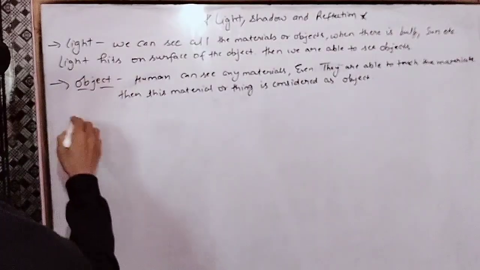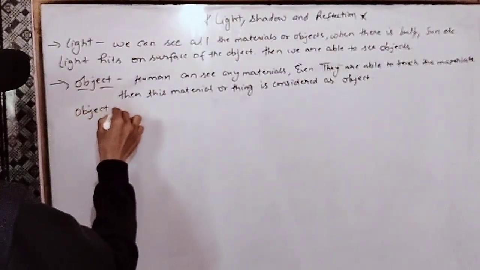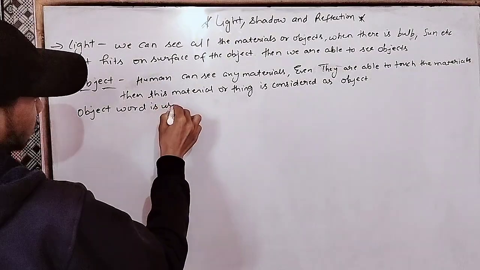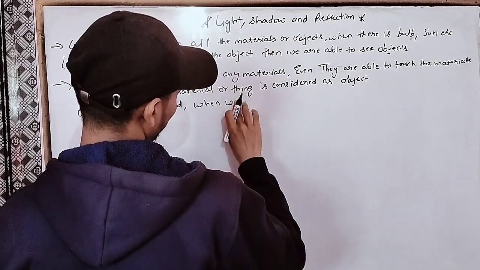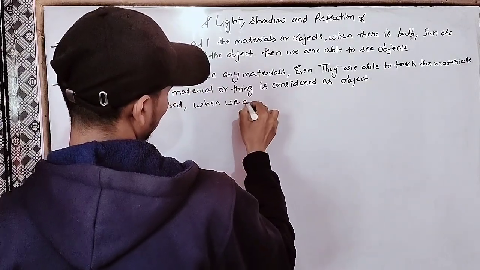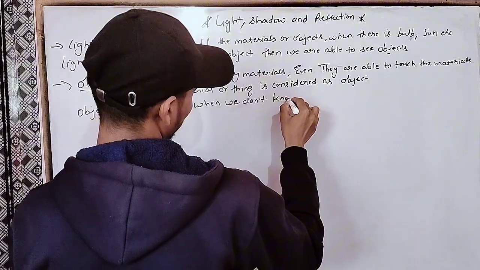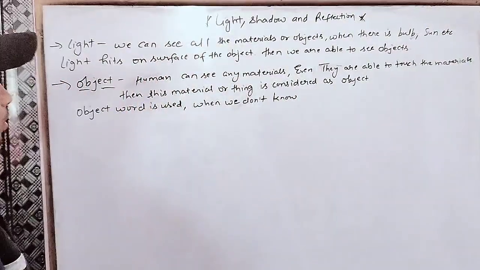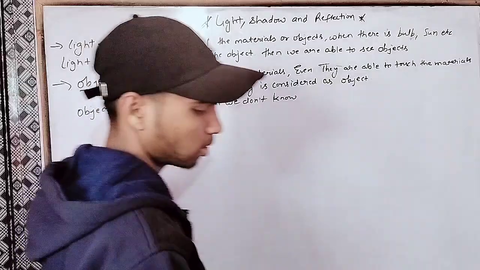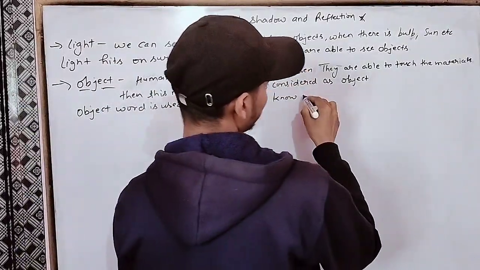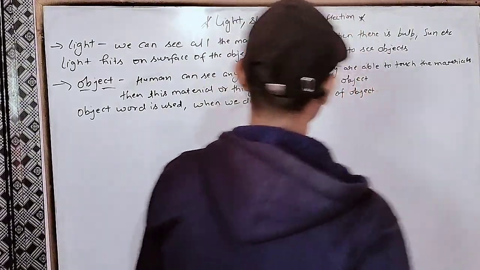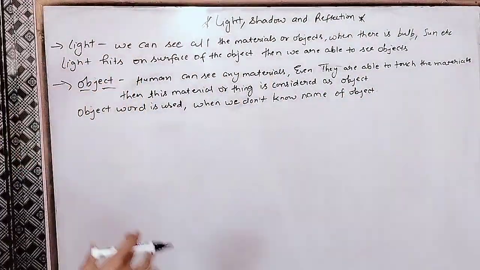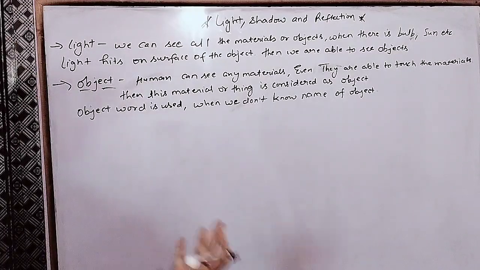Clear, brother? So the word object is used when we don't know the name of the object. Then we take the word object to explain something.